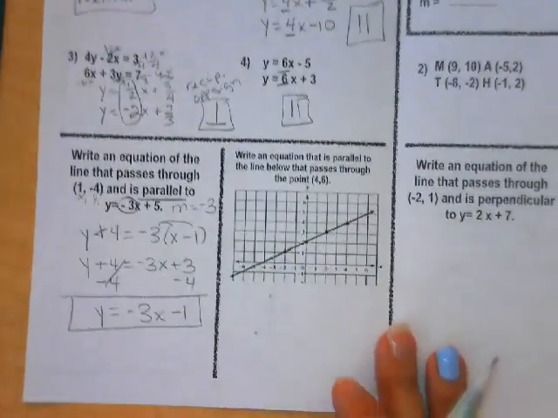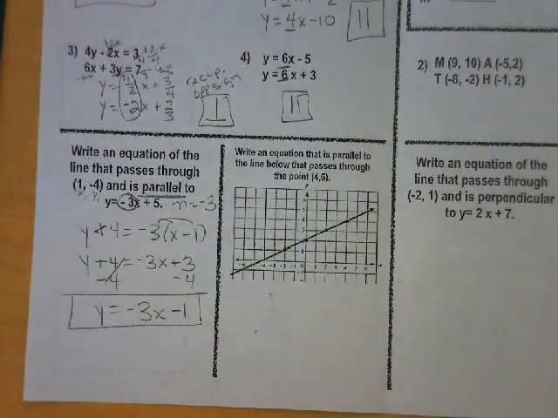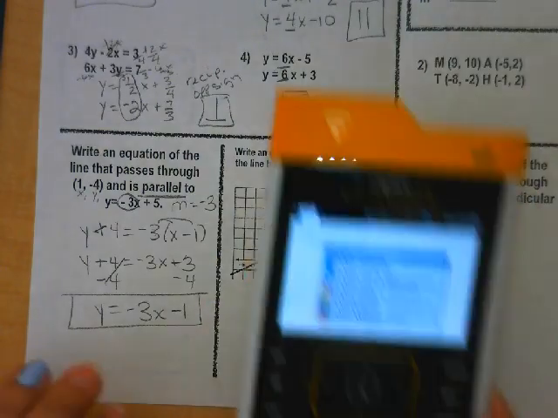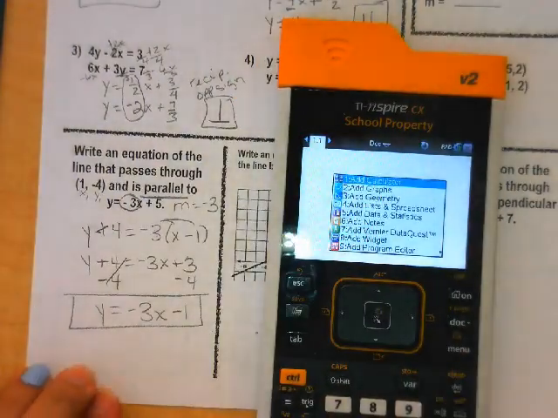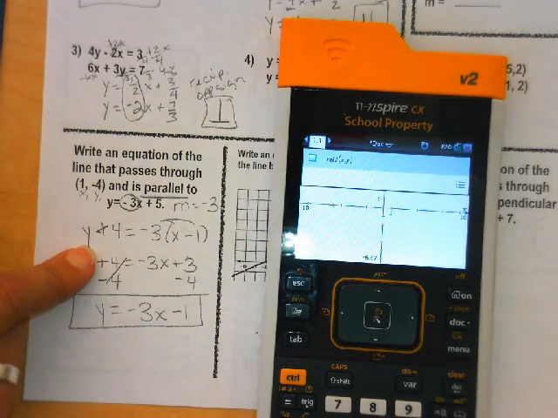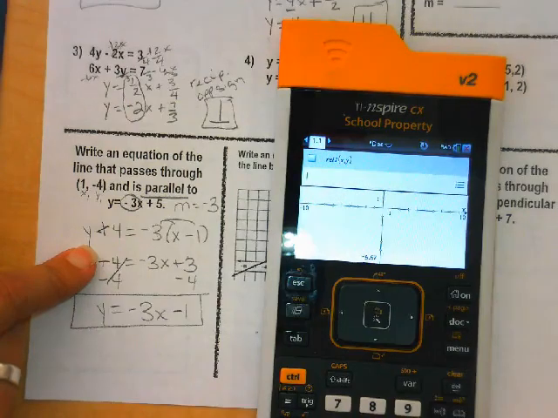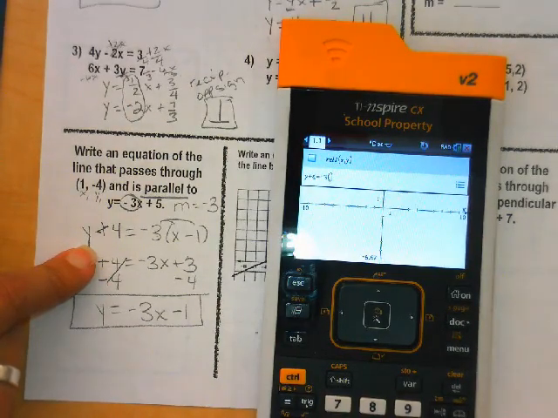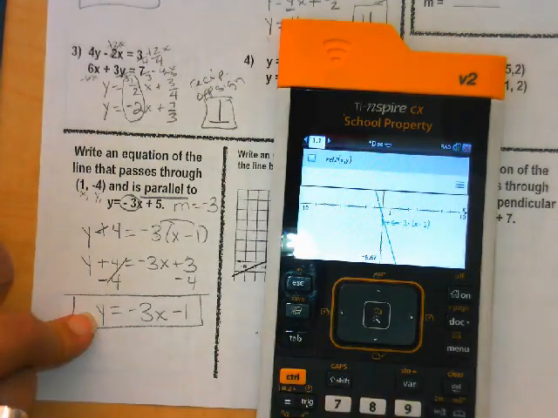And at any point, you can go through and you can use your calculator. So if I wanted to, I could graph my original. I'm going to hit delete and number 6. And I'm going to put in y plus 4 is equal to -3 parentheses x minus 1. I'm going to hit tab and I can put in y equals -3x minus 1.